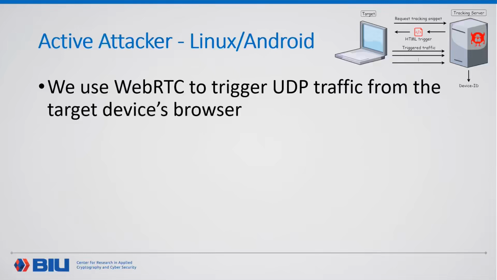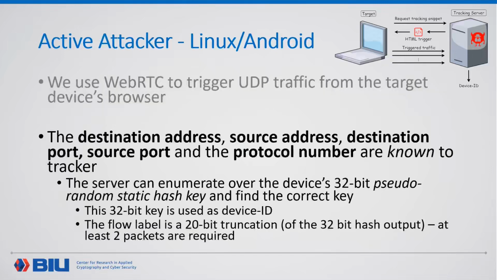The tracker triggers UDP traffic using WebRTC. The 5-tuple is known to the tracker, so the tracker can just mimic the flow label algorithm and enumerate over the 32-bit key. Once the key is found, this key would be the device ID. Note that because the flow label is a 20-bit truncation, at least 2 packets are required.